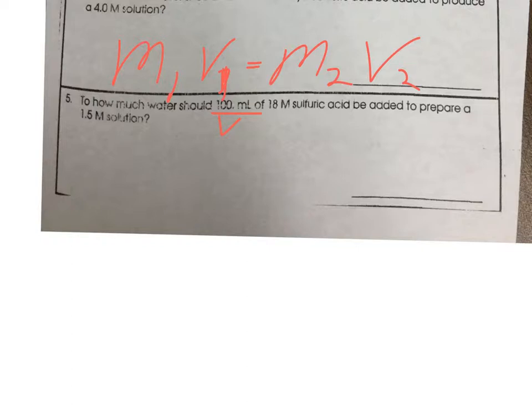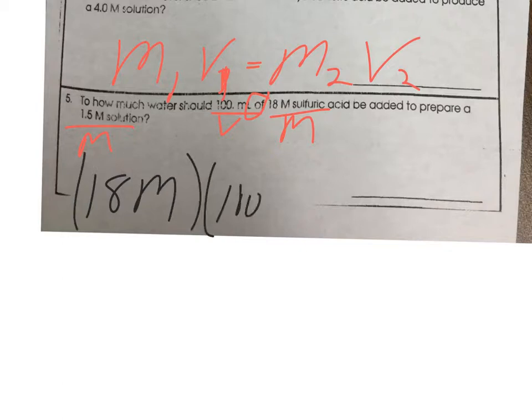What else is given? A molarity. What's the next thing that's given? Very good. This is a molarity. Okay, which two go together? Very good. That little of right there, the 100 milliliters and the 18 molarity is going to be on the same side. So let's do 18 molarity as an M1 and 100 milliliters as your V1.